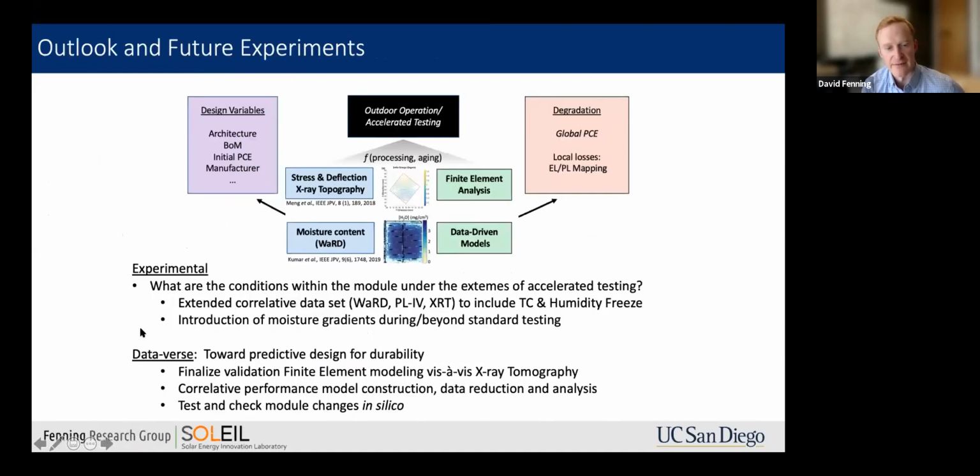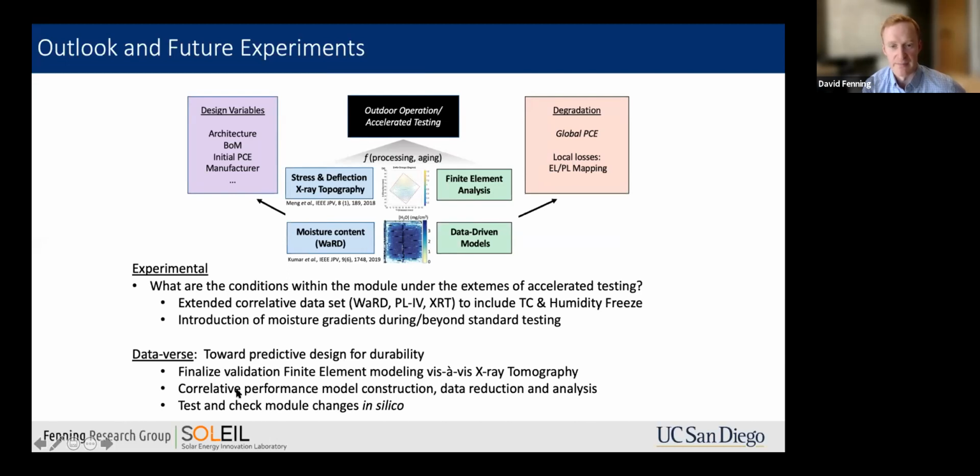Another part of our outlook is oriented toward the Dataverse across the community in DuraMAT, but also within our team, toward developing predictive design and inverse design for durability. So we're working on finalizing the finite element modeling with respect to the X-ray topography data in order to really be able to extend the finite element modeling to design, say, tight temperature profiles.